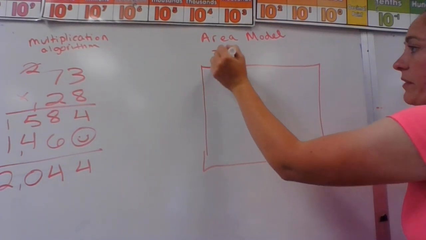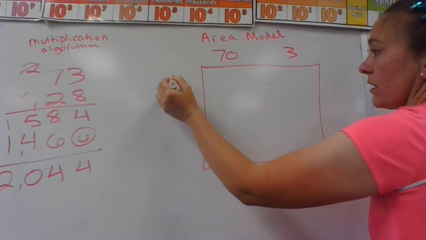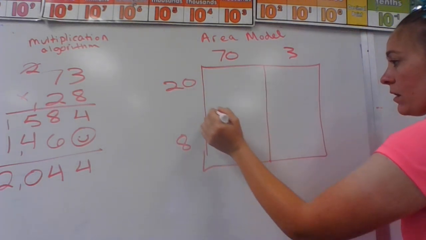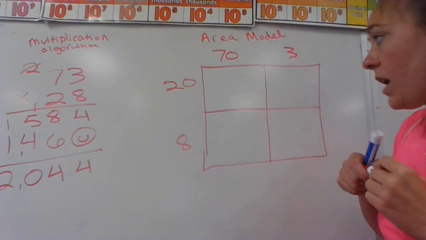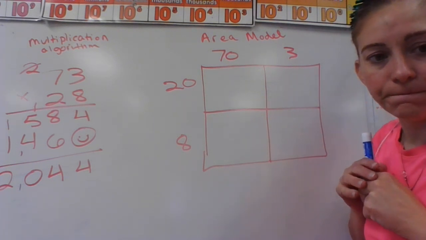And I'm going to put 70 up here and 3 over on the side, although you could have put 70 down this way, and 20 and 8. All right, so now go ahead and pause the video again, fill out your 4 boxes, and we'll come back in just a second.